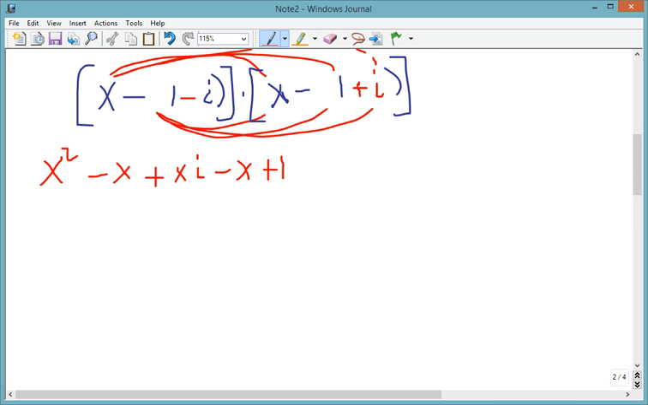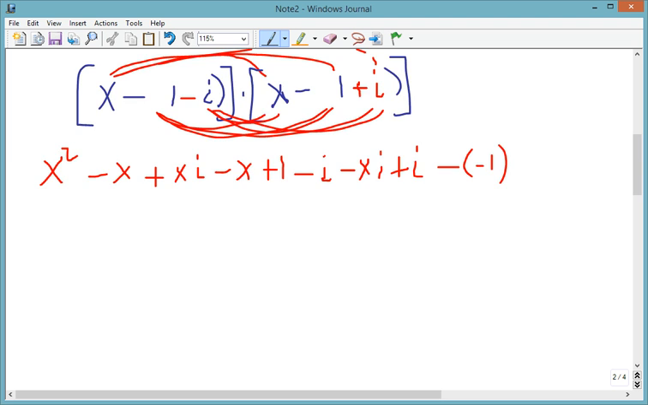Negative 1 times i, that would be negative i. And then negative i times x would be negative xi. And negative i times negative 1, that would be positive i. And then negative i times positive i, so it would be negative i squared. And i squared is negative 1. Right? Okay, so let's see what we have.